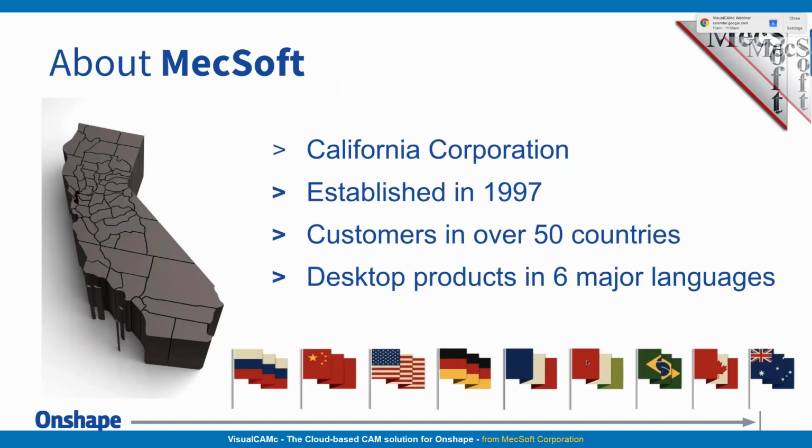About MecSoft, like I said, we started in 1997. We were a California corporation based out of Irvine, California, which is in Orange County. We have customers in over 50 countries now, and these are primarily our desktop customers. We started out in the desktop market, and we're still in the desktop market. We're very strong there with multiple products, and we have desktop products in over 6 major languages, and we have representation in all the major markets in the world.